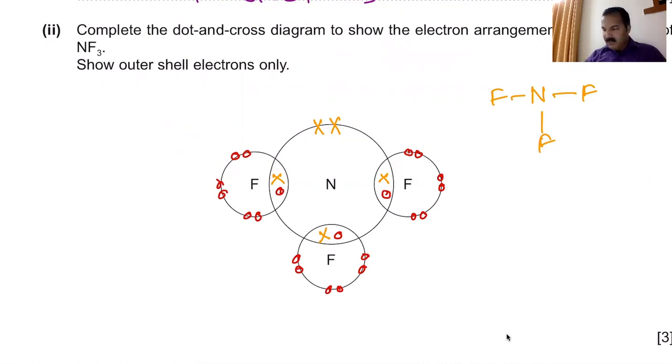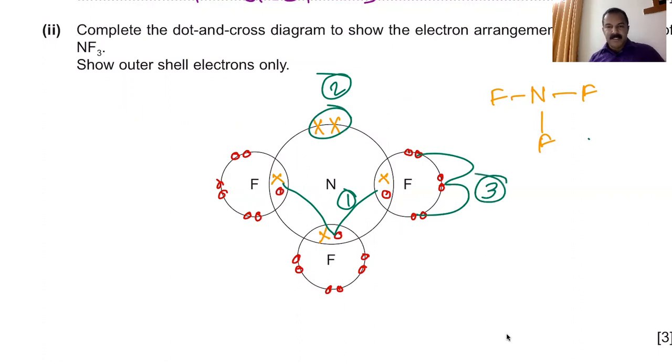Now, they asked this for 3 marks. What are the marks for? These 3 bonded pairs of electrons will get 1 mark. This is the second mark. And having these 3 lone pairs, that's the third mark.